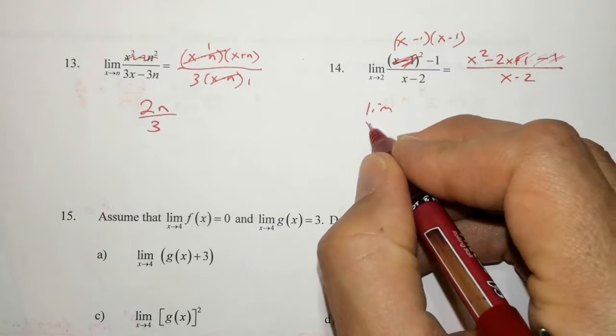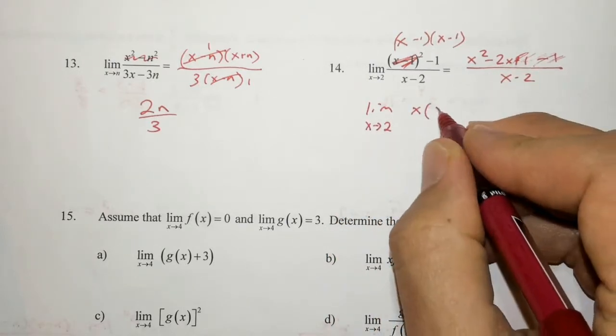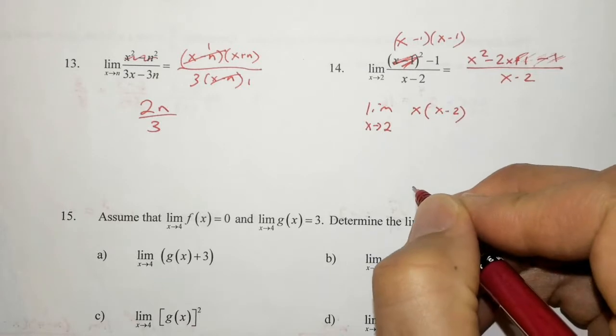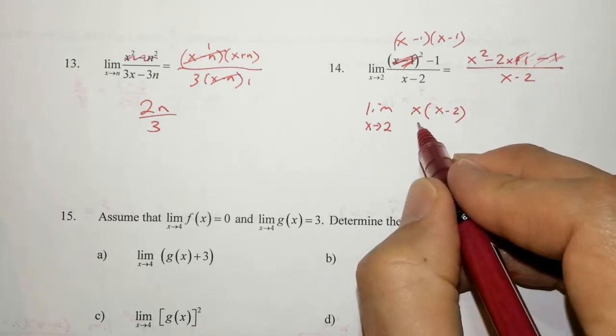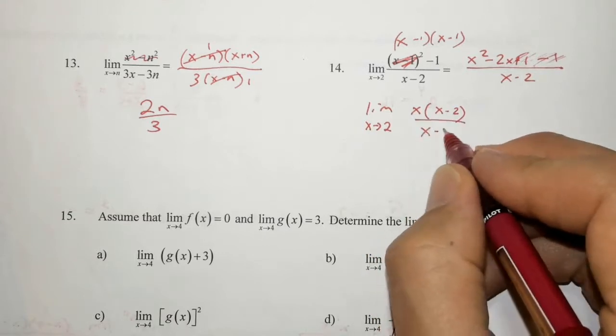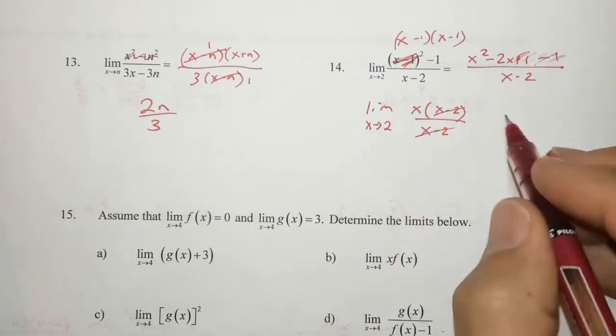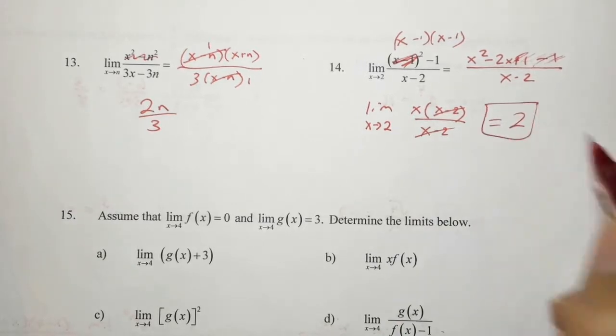So the limit of that. But x squared minus 2x, I can factor an x out of that. X squared minus 2x is the same thing as x times the quantity x minus 2. My denominator is also x minus 2, which means they eliminate each other. Now when I plug 2 in for x, I get my final answer of 2.